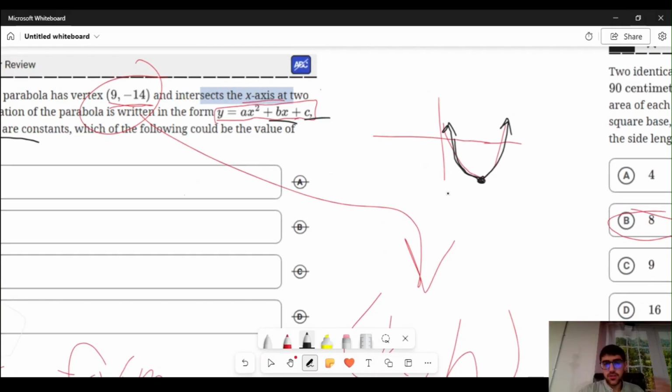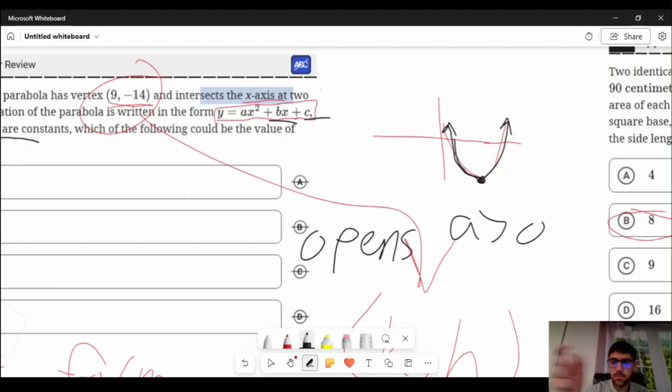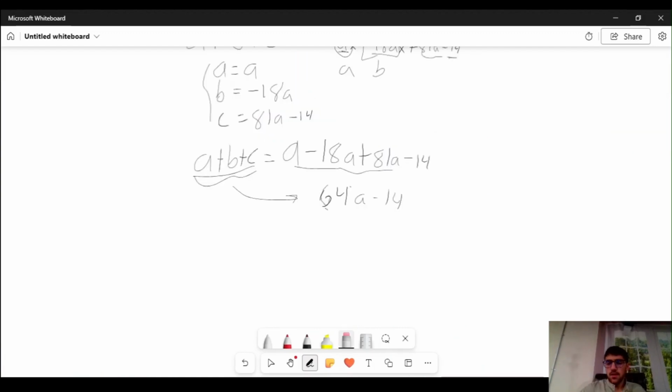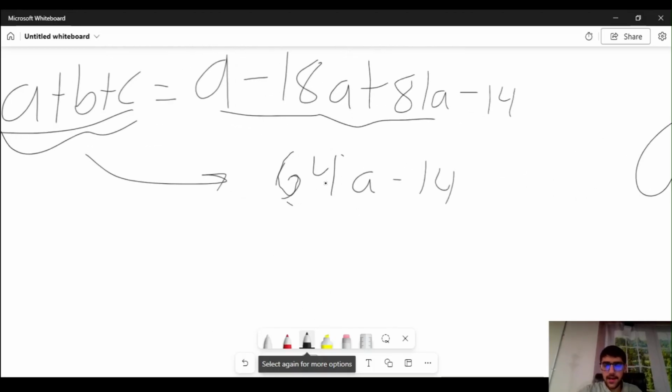There's something that you should know: if it opens up, that means a is greater than 0, and the same thing for the opposite. If it opens down, a is less than 0. So because I know that a is greater than 0, this a has to be greater than 0. And remember, this 64a minus 14 is a plus b plus c.